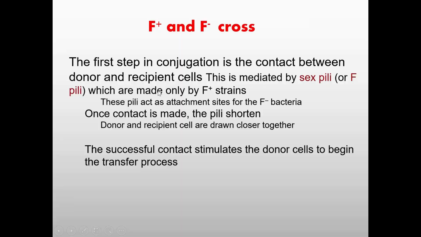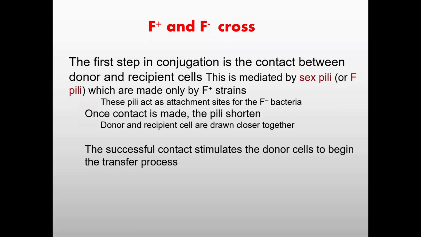Conjugation is the contact between donor and recipient cell, and this is mediated by the sex pili or F pili, which are made only by F plus cells. This pilus acts as the attachment site for the F minus cells. So in F plus cells, these pili are present.